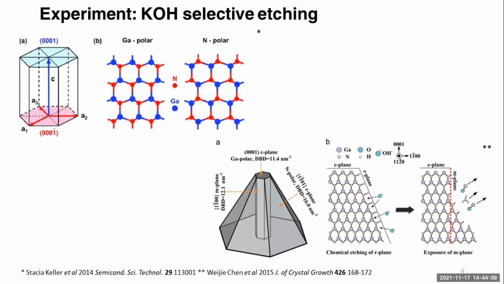Different polar surfaces interact differently with the potassium hydroxide solution. In this regard, it is possible to achieve selective etching of gallium nitride nanowires with a certain polarity using potassium hydroxide.